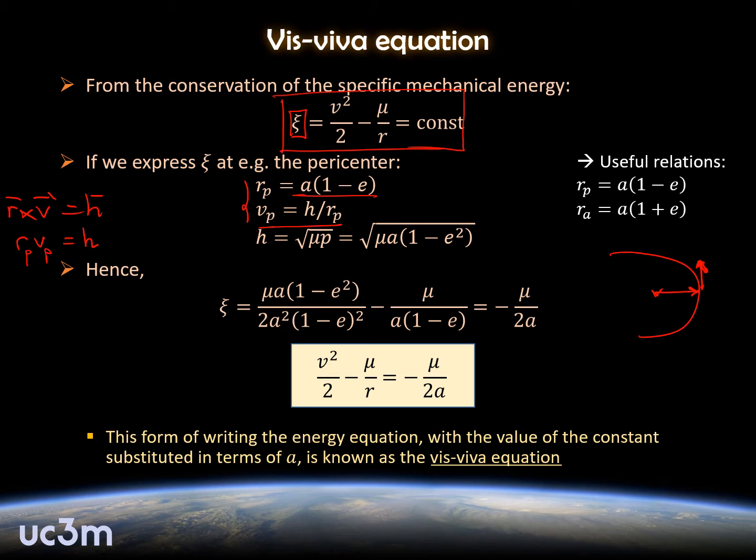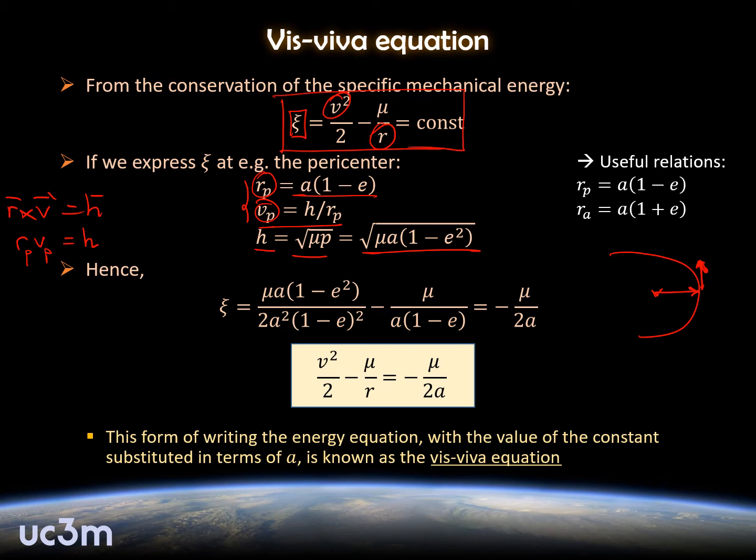All right, so once we have that, we can also replace h in terms of p or a and e, as you know, with the famous formula that relates the geometry with the dynamics of the two-body problem. We can replace these values in the energy equation, and this is what we get.